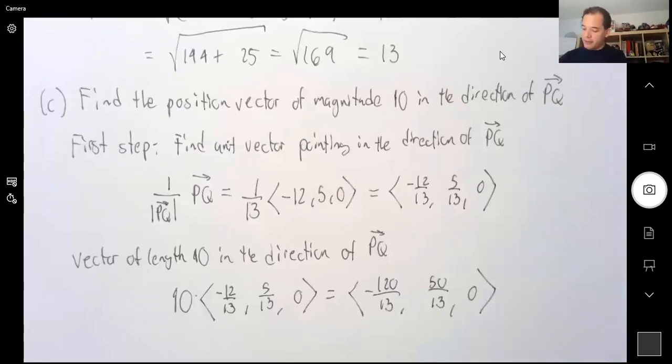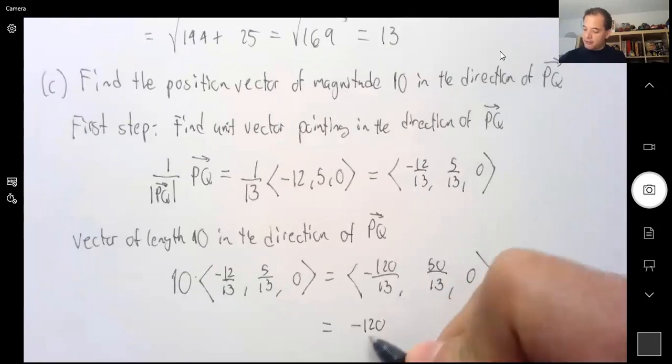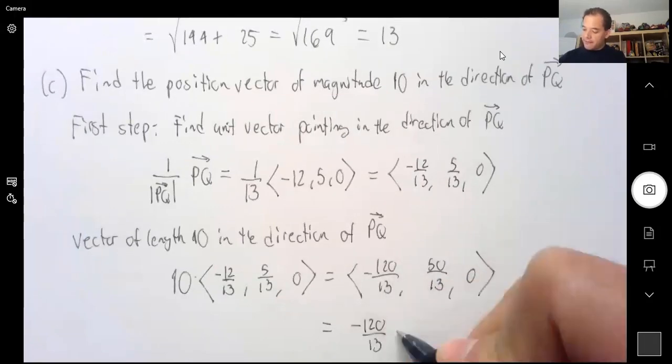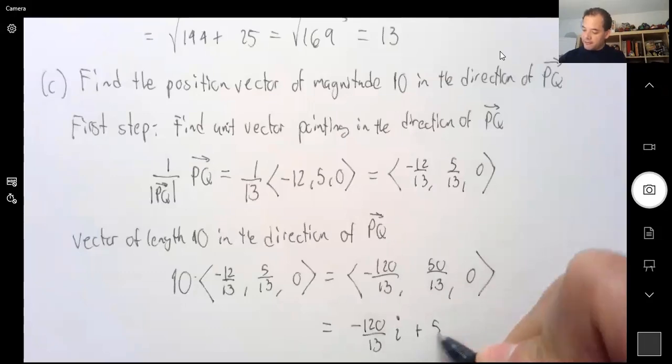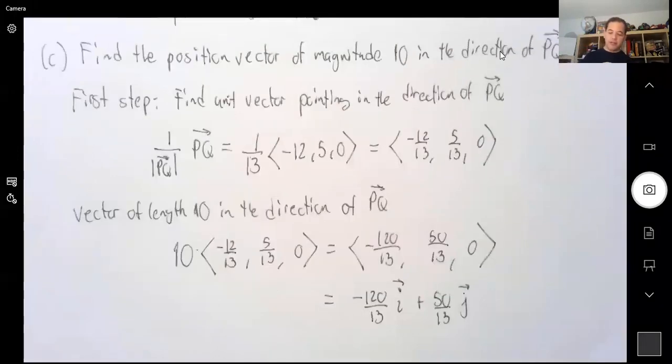Hey, by the way, this is wicked. Let's write it like that. So this is actually negative 120/13 i plus 50/13 j, and no k. So that's good, just to get a little practice using i, j, and k. Okay, questions? Good. So we'll move on now to the next section.